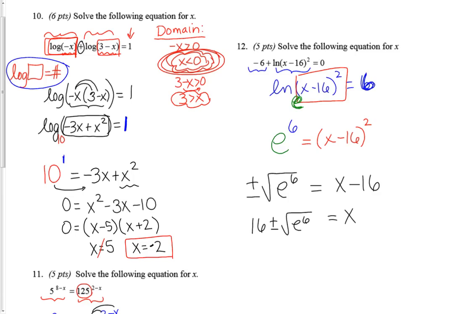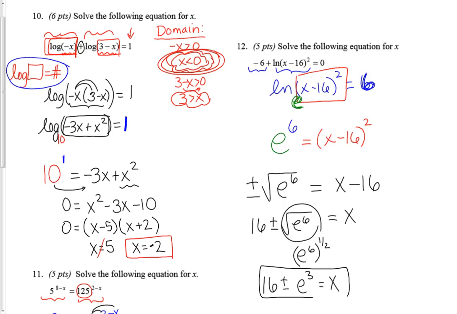Either one is fine. The other thing that hopefully we realize is that this expression could be simplified. This is really e to the 6th to the 1/2 power, because the square root is the 1/2 power. So I could also write this as 16 plus or minus e to the 3rd is equal to x. And one of those will be positive and one of them will be negative, but that's not going to matter when I go to plug them in because I would square them.